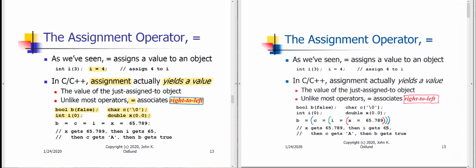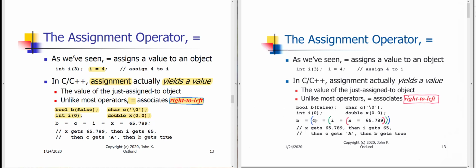Now that the value of I is 65, we can take the value of I and assign that into the variable C. C is a char. If we were to look at the ASCII character table, we would discover that the ASCII character whose decimal value is 65 is capital A, and that's fine. So C gets a capital A in effect.